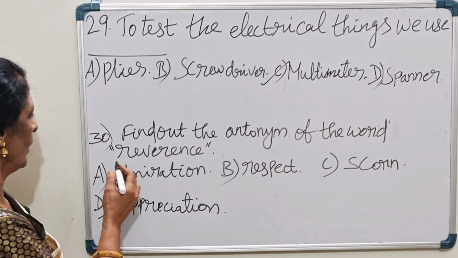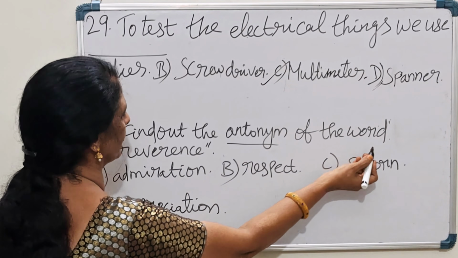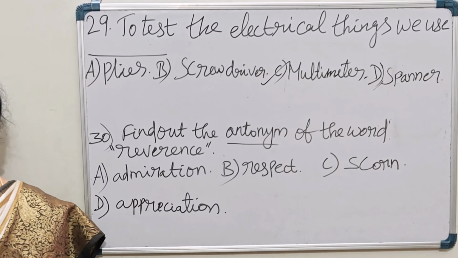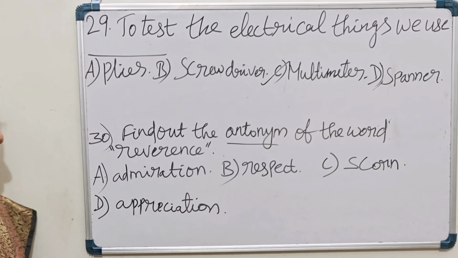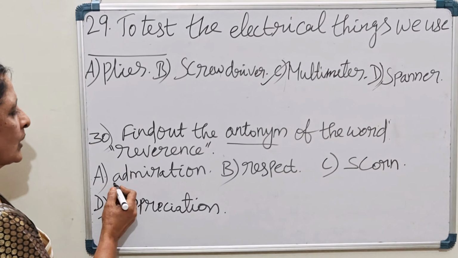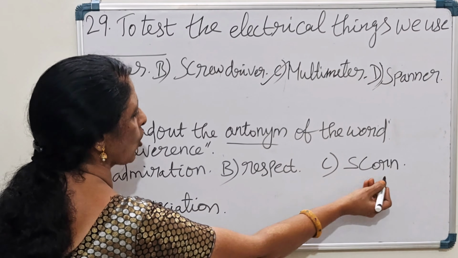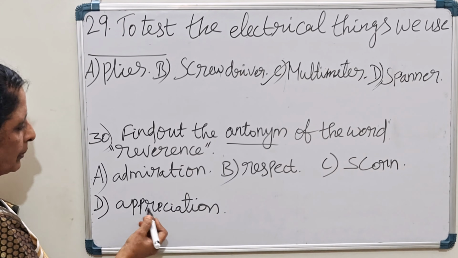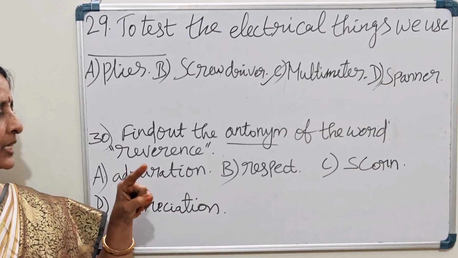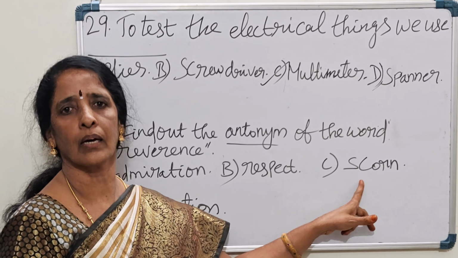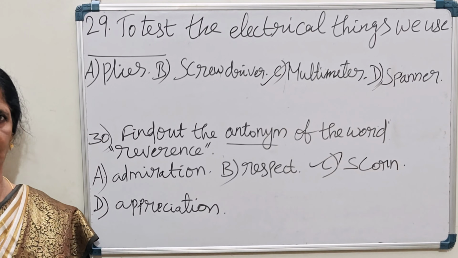Multimeter. 30th question. Find out the antonym. Antonym means opposite of the word reverence. Reverence meaning is respect. Opposite is disrespect. We'll see the options. A. Admiration, B. Respect, C. Scorn, D. Appreciation. Here meaning is I do respect. Opposite, disrespect. Scorn is the correct option. C. Answer is scorn. Thank you.